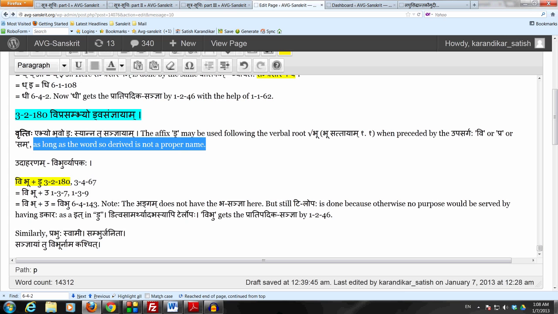Let's take a quick example. Vibhu meaning vyapakah. Vibhu is one who pervades. This is an adjectival form. It is not the name of a particular person. It's anybody, one who pervades. So the derivation is very simple.